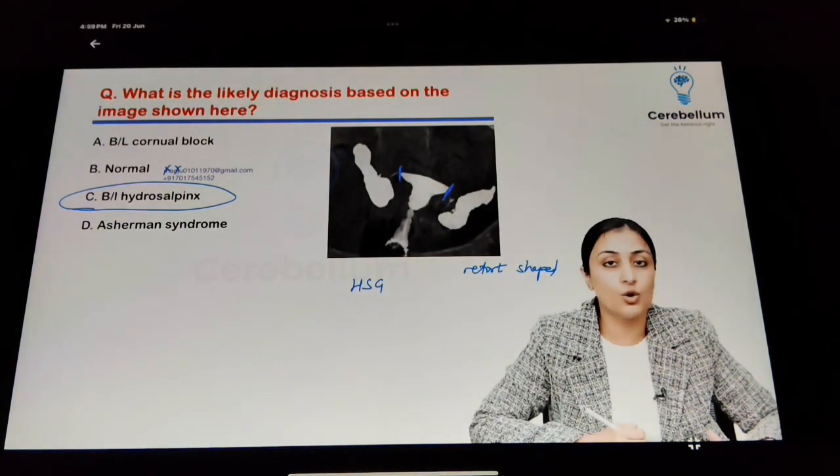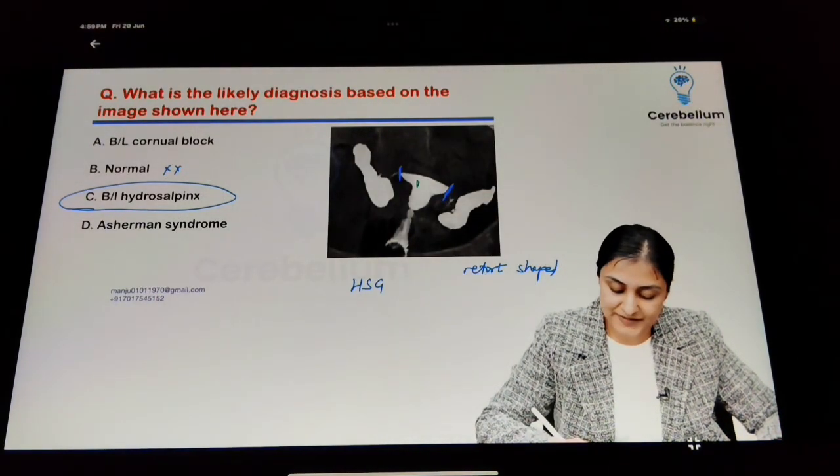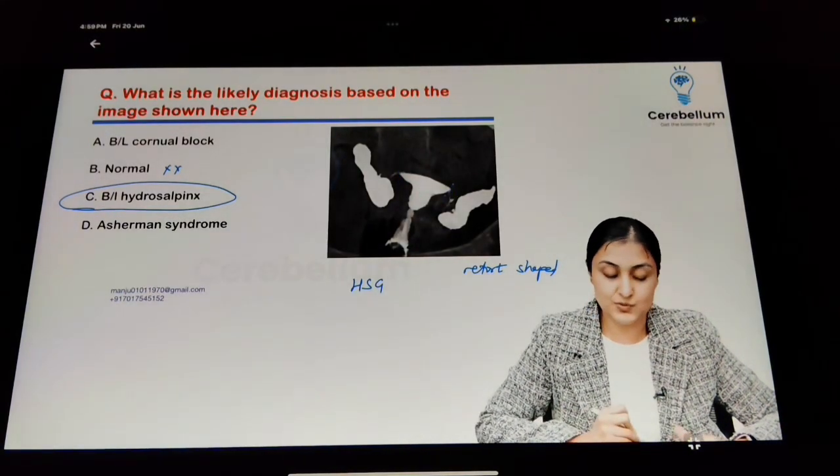Cornual block is where, here, this is the cornual end. This is where you will not even see the tubes, right? So that's how cornual block will appear. Asherman syndrome is where you have synechiae. So within the uterus, you're going to see these filling defects here. In this case, the uterus appears just normal. So that is what you have to remember here.